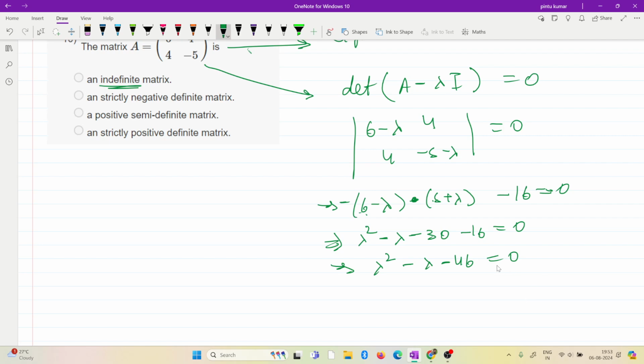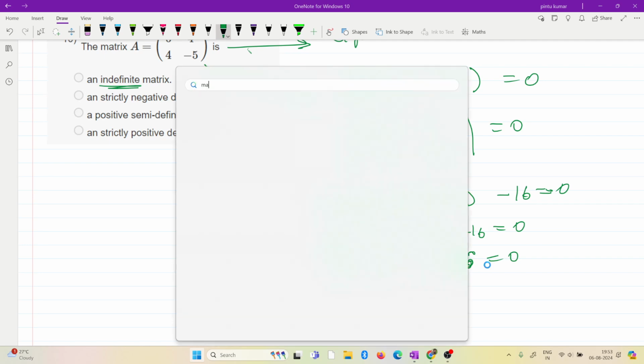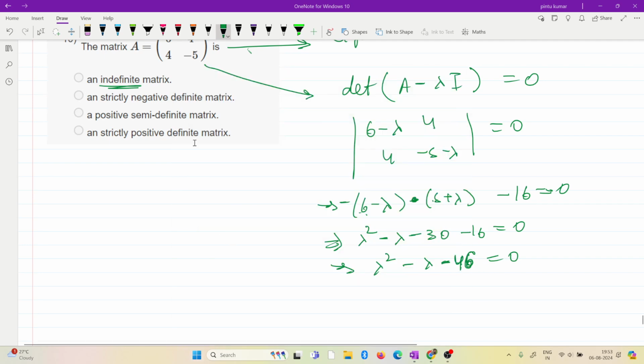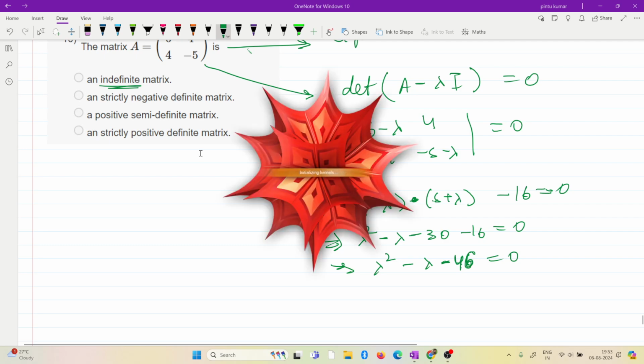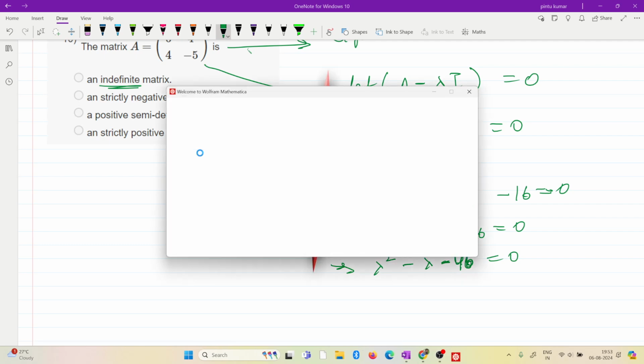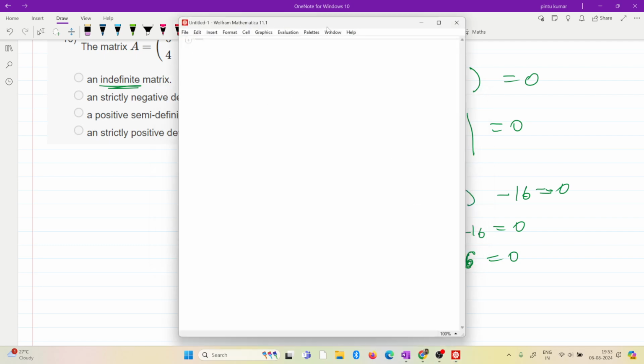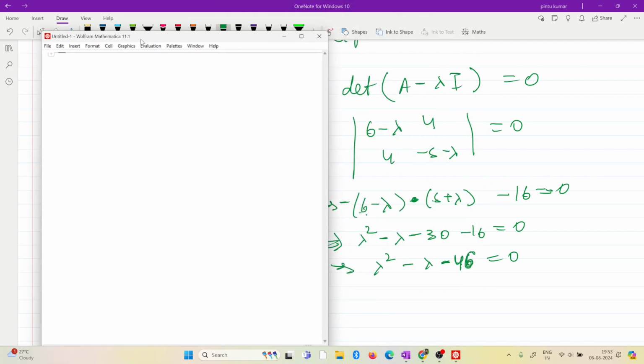I hope I haven't made any mistake. Can we find roots for this? Let's say we want to find the roots for this. I'll just use something to find the solution. Just give me a second. I don't want to calculate this by hand, rather use some software or something like that. So let's say solve.